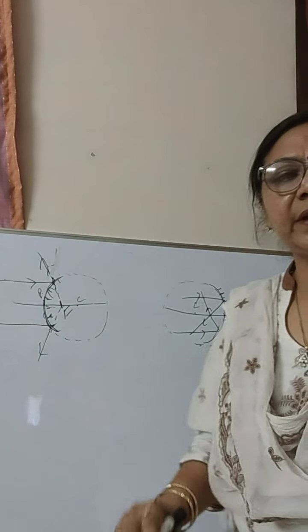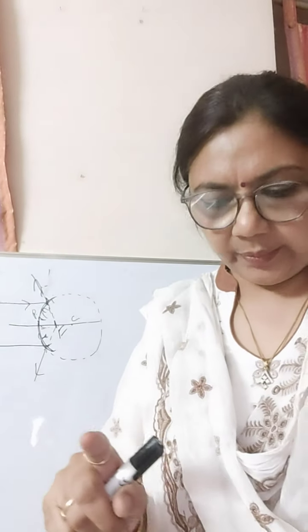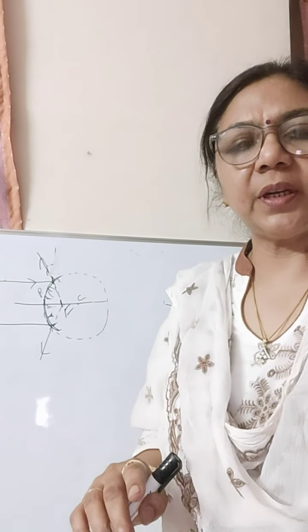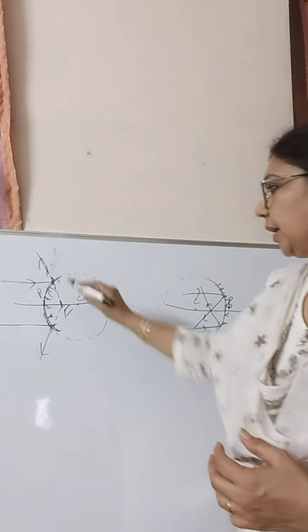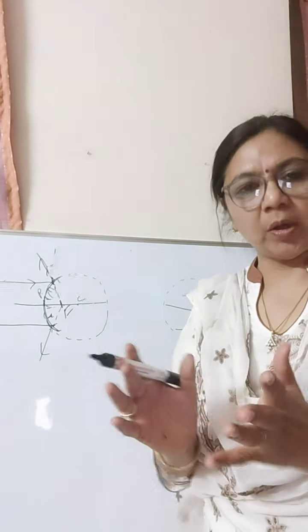Now the terms related to these spherical mirrors. Before the terms, you should know that these spherical mirrors are part of a sphere. That is why it is called a spherical mirror, because these are parts of a sphere. So in 3 dimensions, remember that it is part of a ball, you can say.